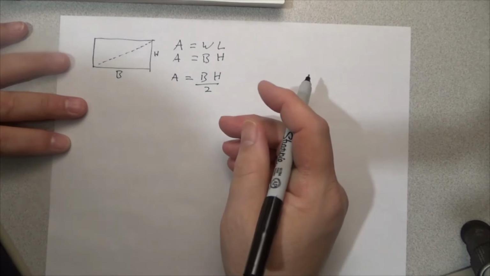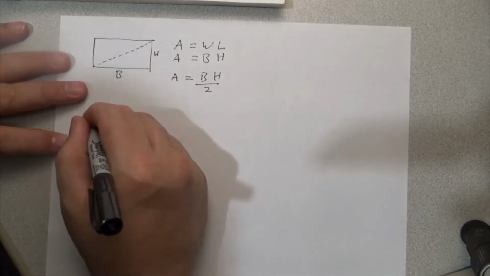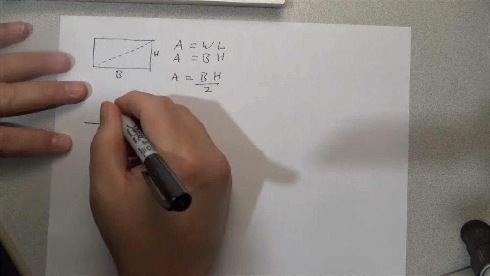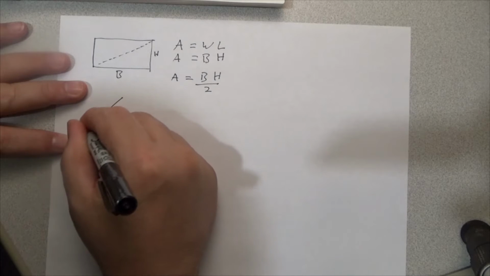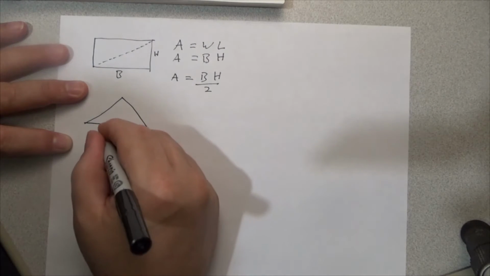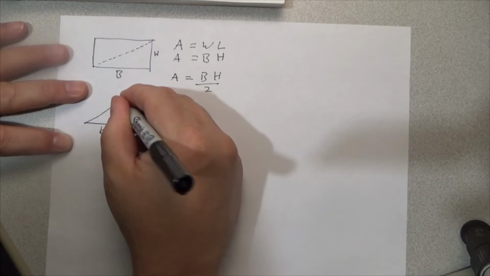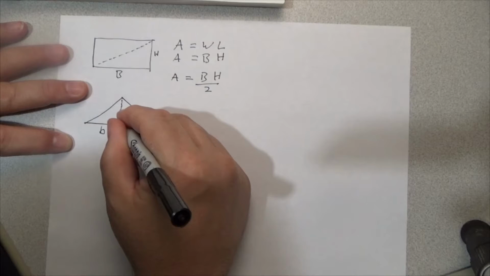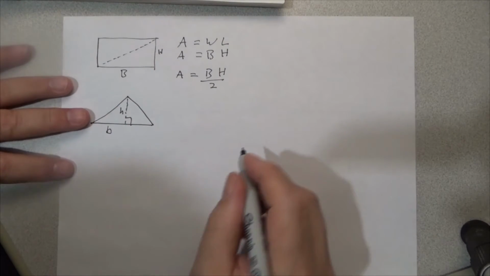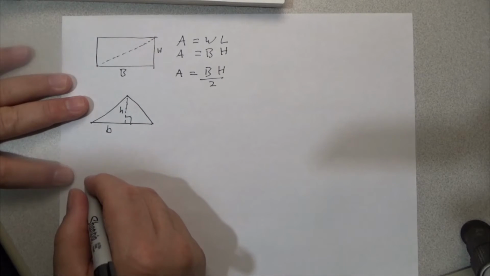All right, so let's take a look at a couple of different examples. So I could have a triangle written like this, where I've got the base right here, and then the height right here. So this would be the height. Okay? But the height does not always have to be within the triangle itself.